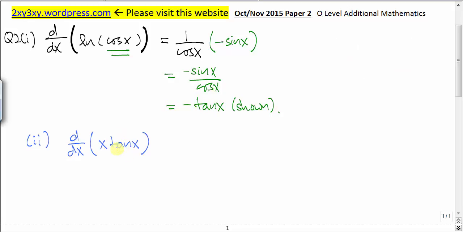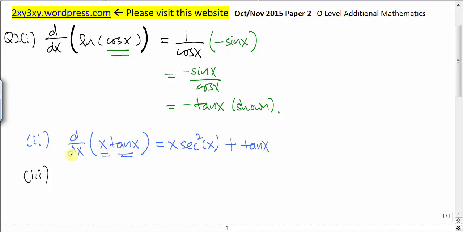In part 2 of the question, we are asked to differentiate x tangent x with respect to x. So there are two variables here. To differentiate this expression, we have to use the product rule. I'm going to keep the x first, then differentiate the tangent x. Differentiate tangent x will give us a secant square x. Okay? Plus, now I keep the tangent x and differentiate the x. Differentiate x is a 1.